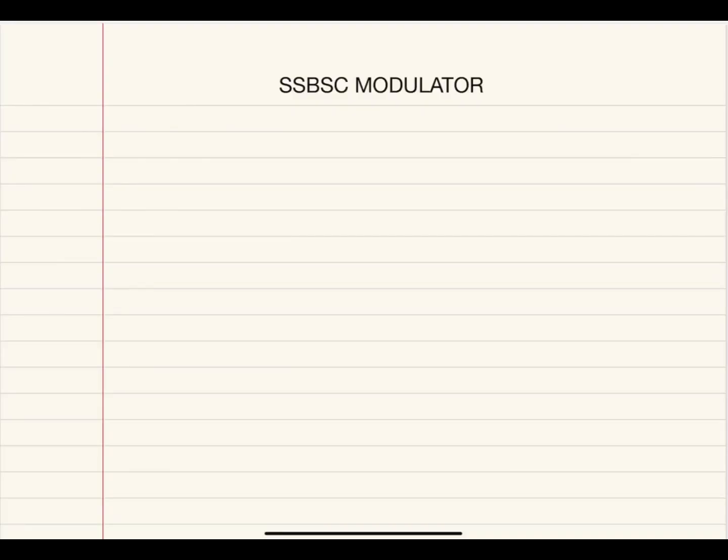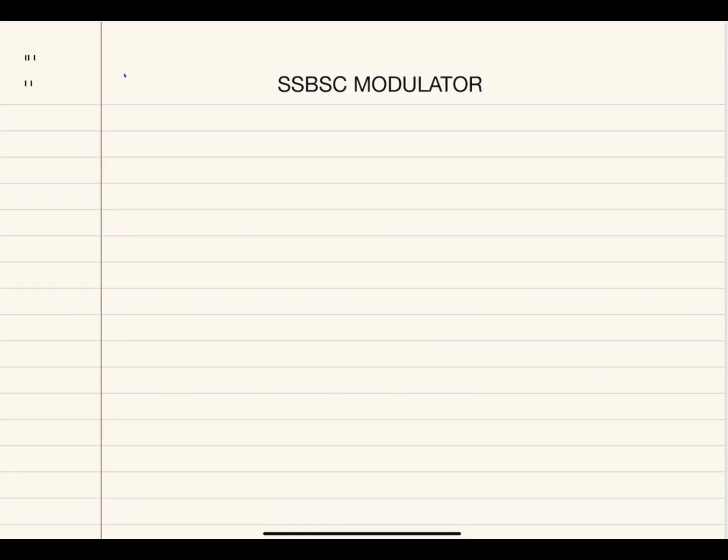You are welcome once again to today's tutorial on another type of AM modulators. In this case, we are going to focus on the single sideband suppressed carrier modulator. In my previous tutorial, I talked about double sideband suppressed carrier modulation.